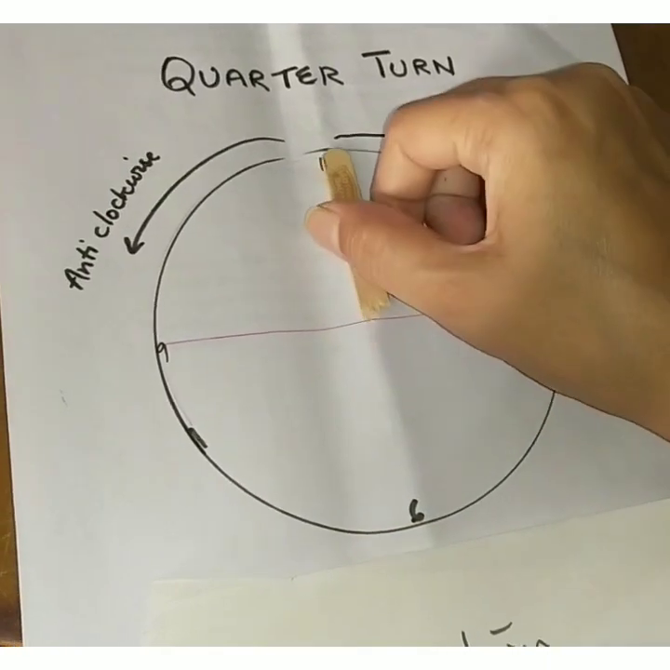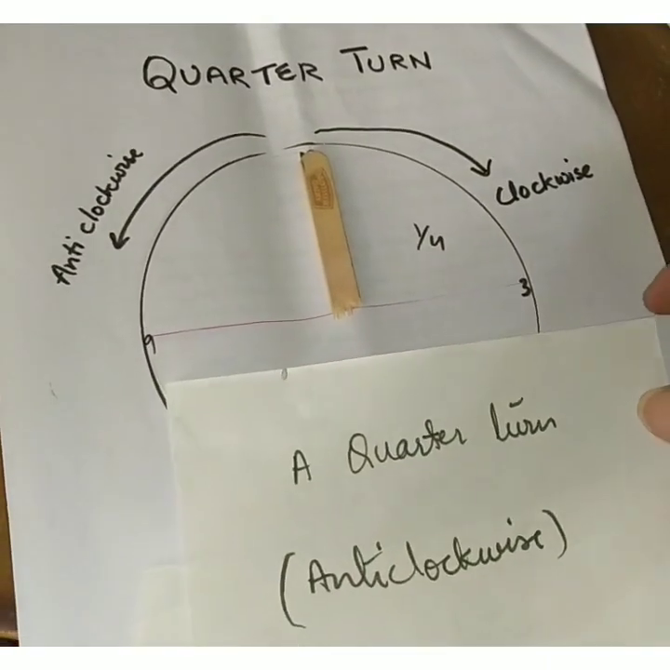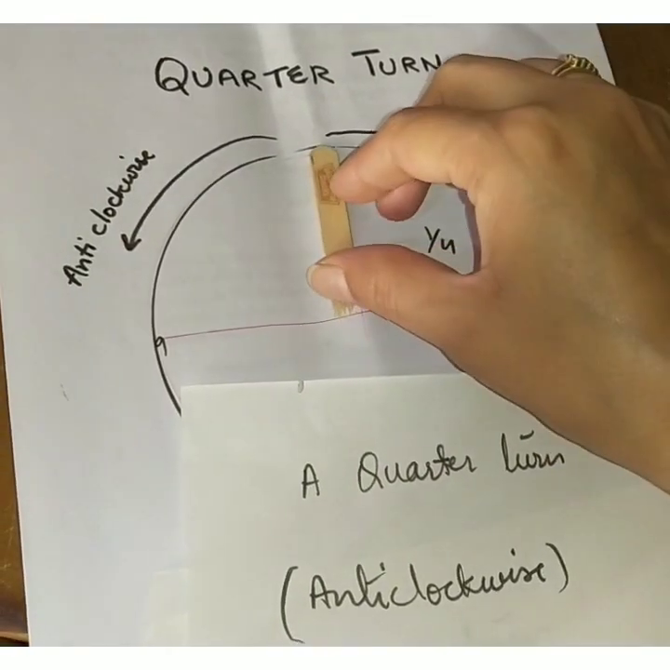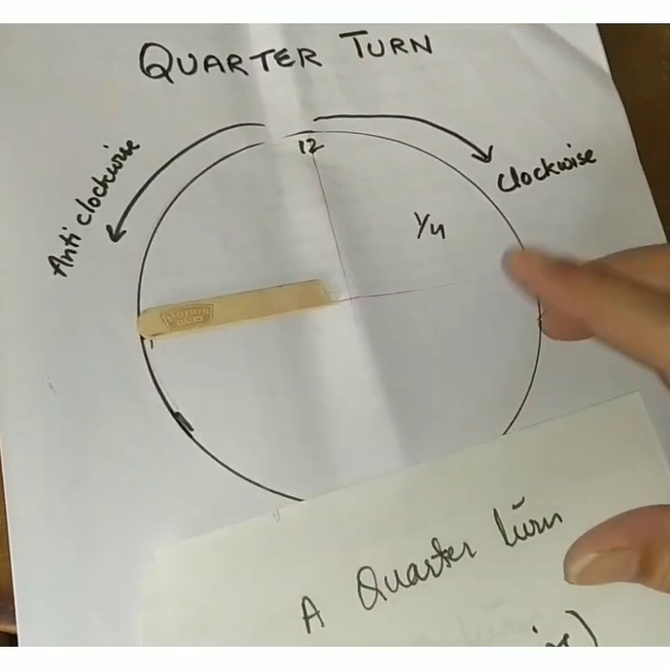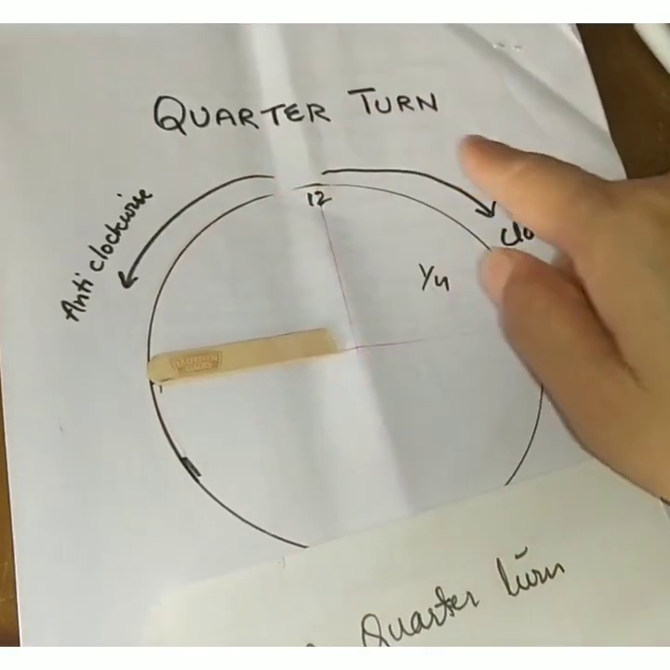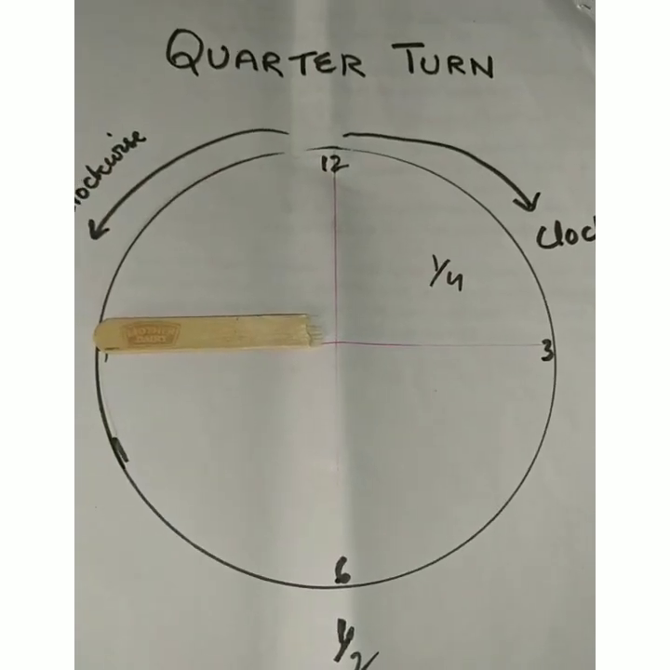Let's come to the initial position. Now if I say a quarter turn anti-clockwise, it will go from here till here. Fine. So this is anti-clockwise and this is clockwise. It will be very clear to you.